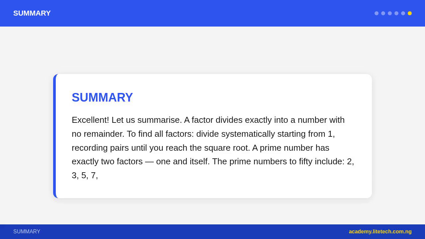Excellent. Let us summarize. A factor divides exactly into a number with no remainder. To find all factors, divide systematically starting from 1, recording pairs until you reach the square root. A prime number has exactly 2 factors, 1 and itself. The prime numbers to 50 include 2, 3, 5, 7, 11, 13, 17, 19, 23, 29, 31, 37, 41, 43, 47. A composite number has more than 2 factors. 1 is neither prime nor composite.